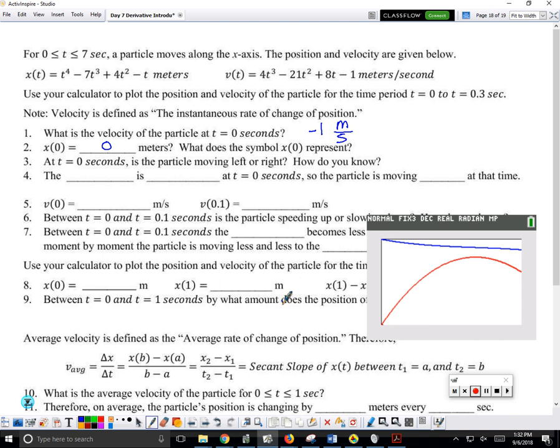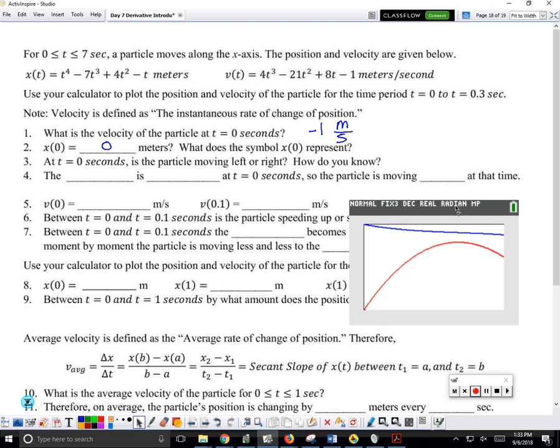Question. Raise your hand if you can tell me: at time equals 0, is the particle moving left or right, and how do you know? What is the indicator that tells you the particle is moving left or right? Talk to each other so everybody knows, because about half of you know and half don't. Talk to each other until everybody knows whether the particle is moving left or right.